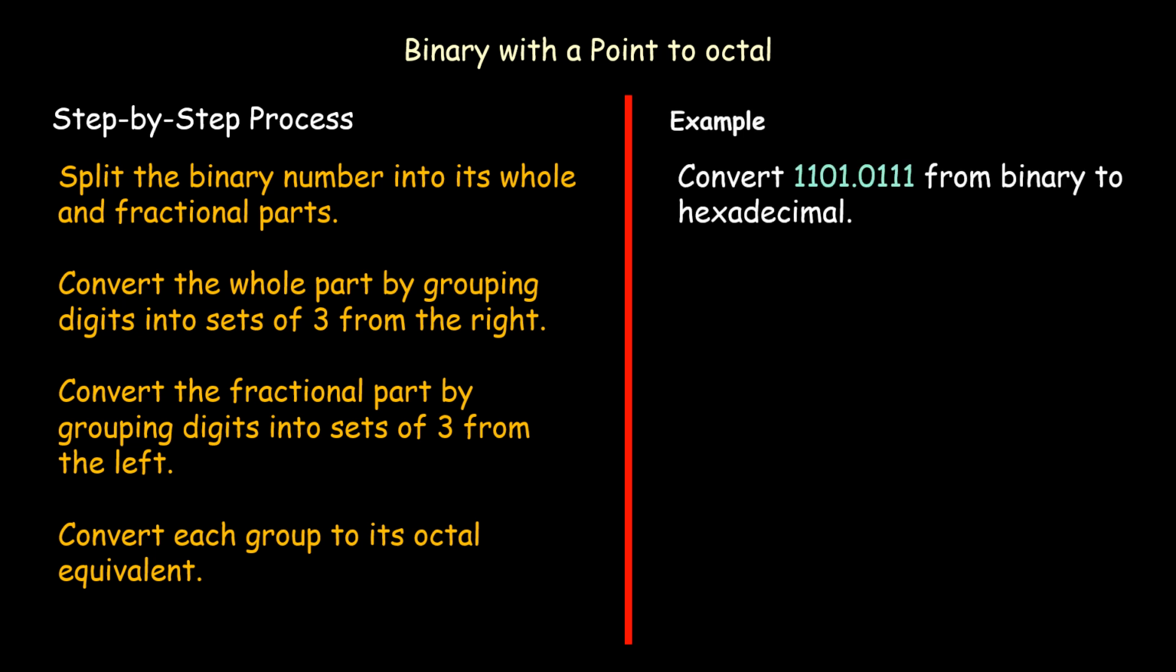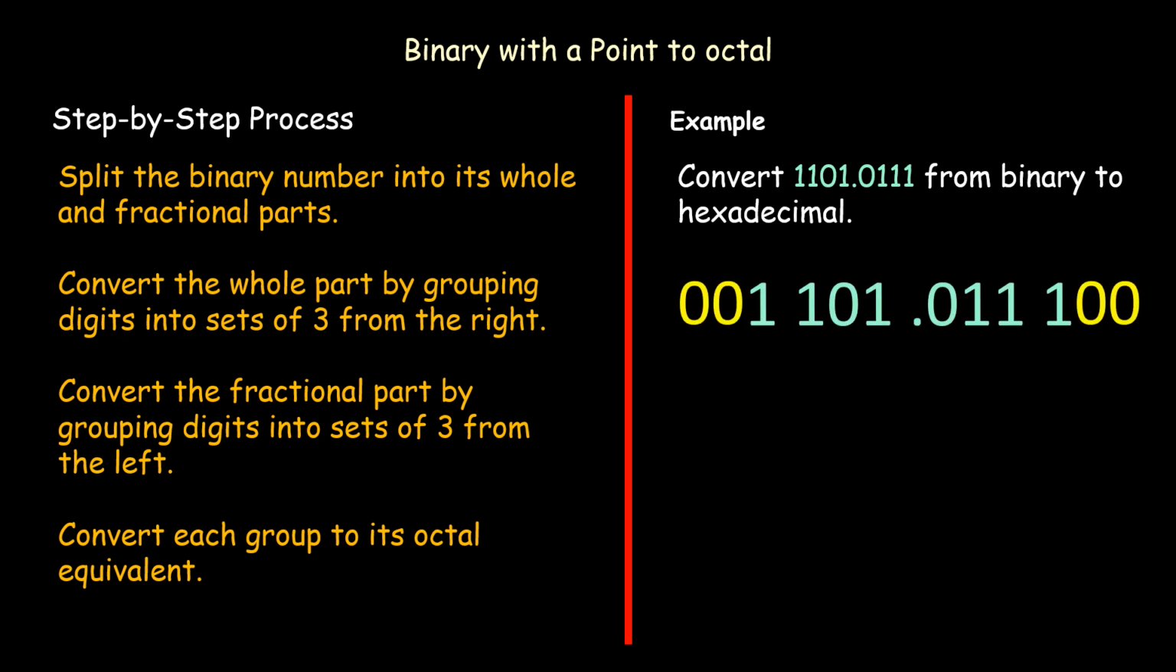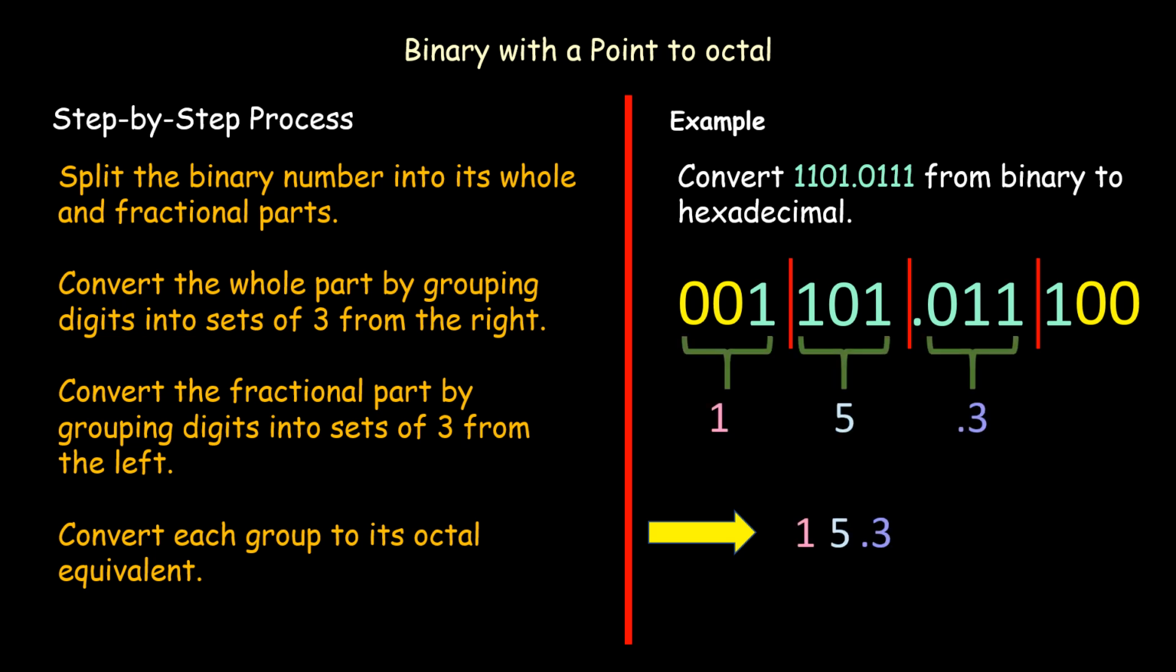For example, the binary number 1101.011 becomes 001, one group, another group is 101. When we go to the fractional part, 011 is one group and 100 is another group. Here you have to add trailing zeros as well as leading zeros. And now these groups are converted into 1, 5, 3 and 4 respectively in octal, resulting in 15.34 in octal.